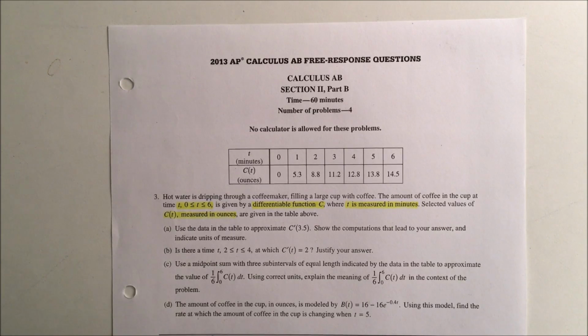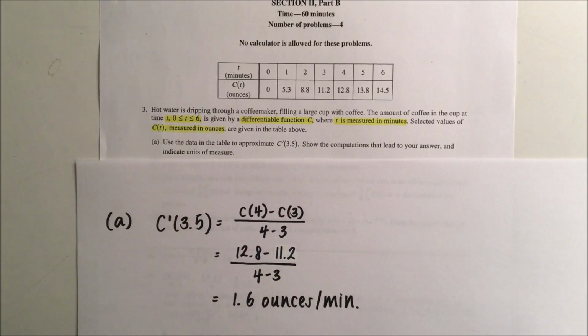Since the question asks us to approximate, we can take any of the available points left and right of 3.5 and calculate the slope by change in y over change in x. Since we know that the function is differentiable, the derivative exists. Using c of 4 and c of 3 will make calculations simpler because the denominator is 1.